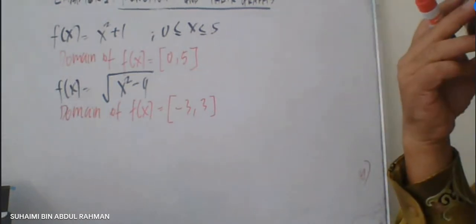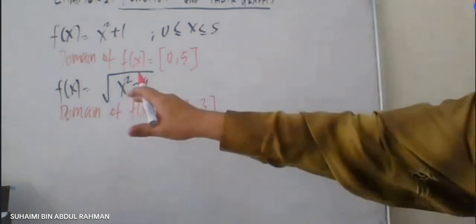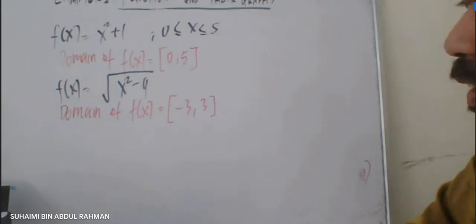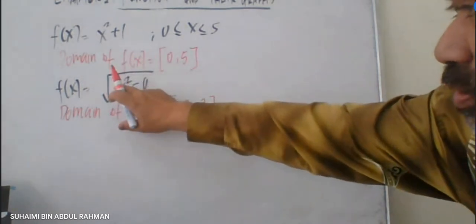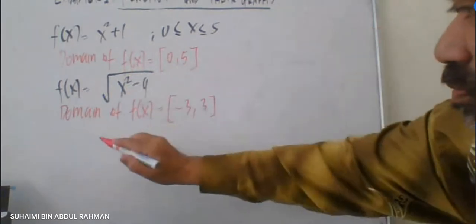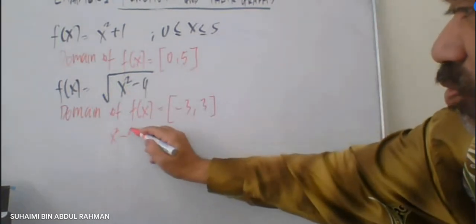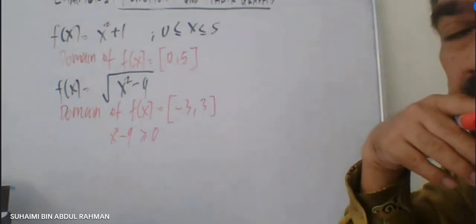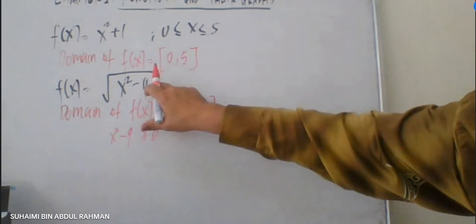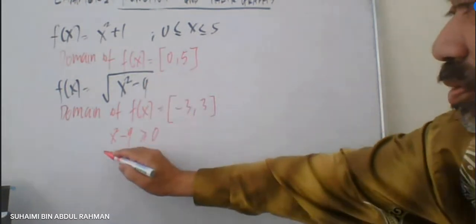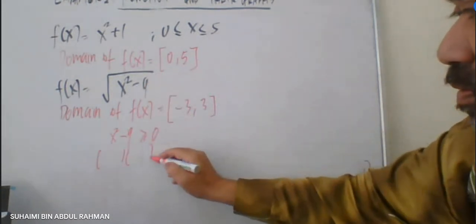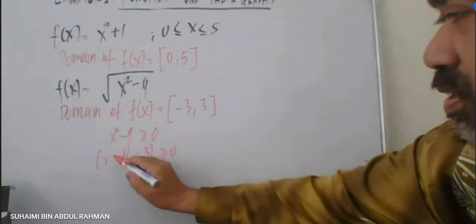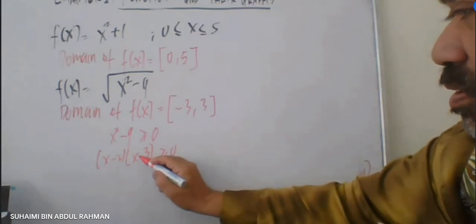Or you can do, how to find the domain here is you go back to the inequality. Remember that we want whatever is inside the square root, which is x squared minus 9, must be greater than or equal to 0. Positive. So, factorize: x minus 3, x plus 3.